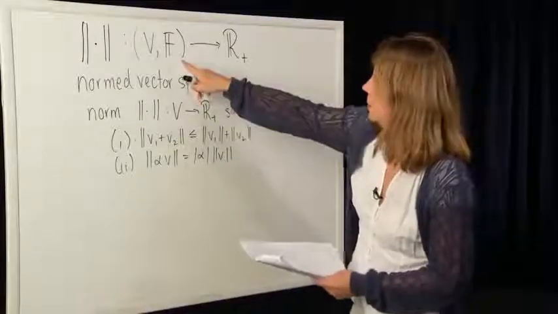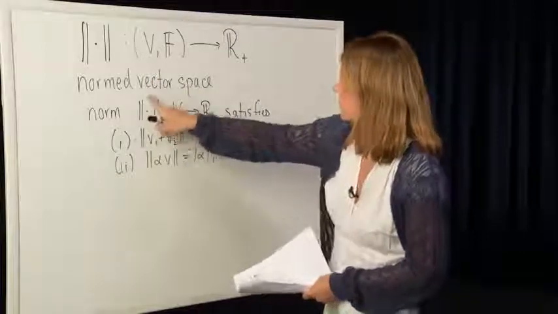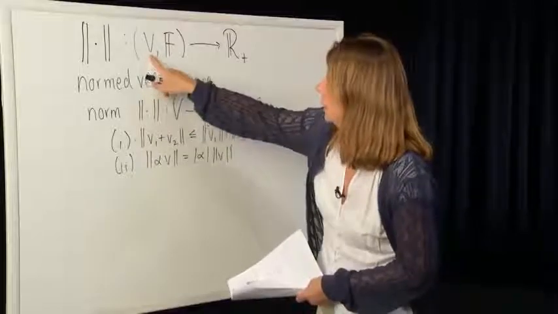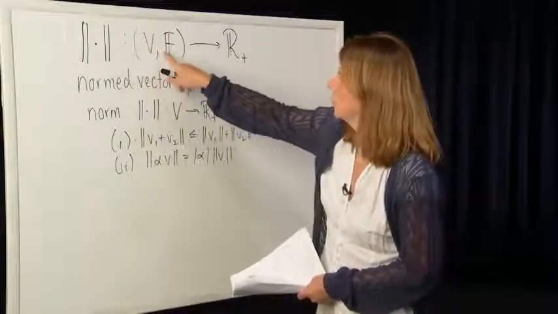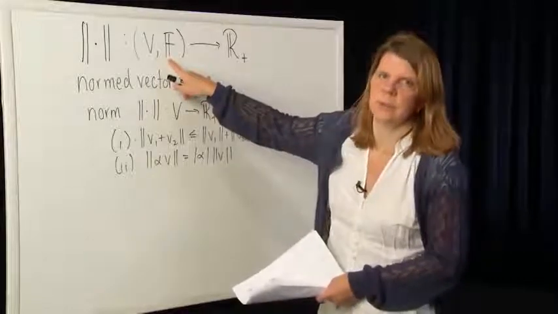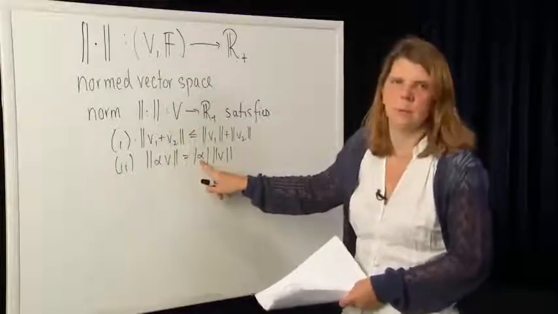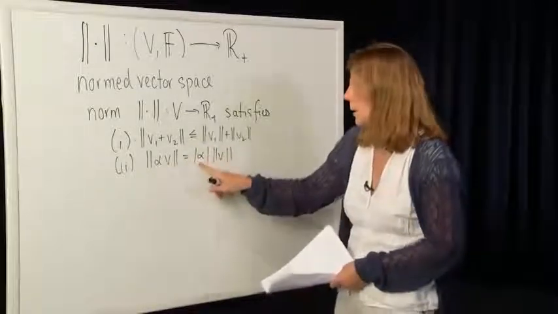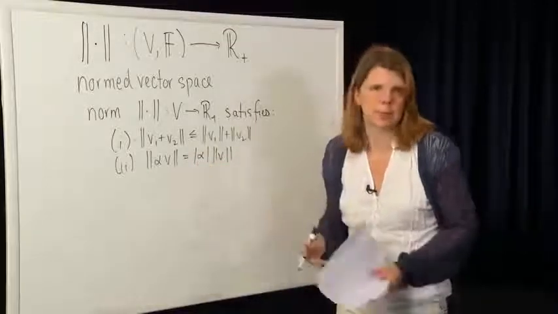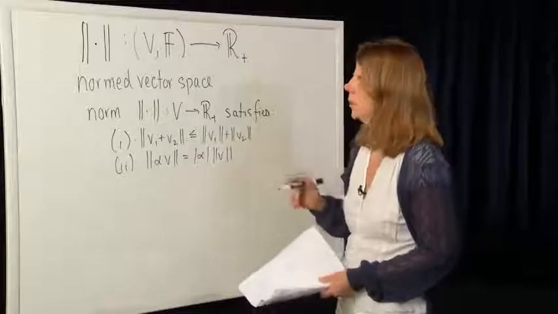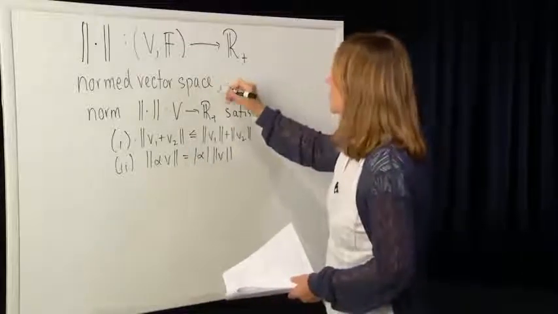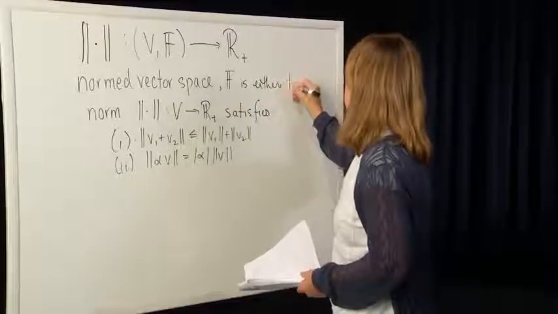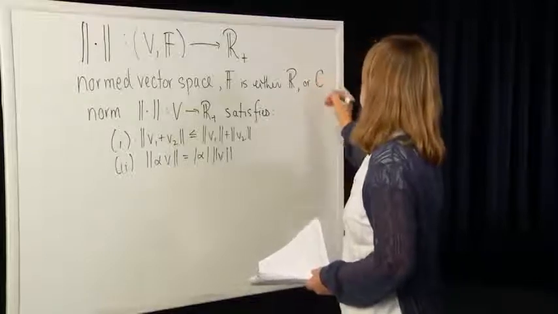And something that I forgot to mention that I should mention here is that this norm is operating from the vector space to the positive reals, but the understanding is that the normed vector space, the associated field, has to be either the real numbers or the complex numbers. So this terminology, the absolute value, has meaning. It's either the absolute value of a real number or the corresponding absolute value, the magnitude, of a complex number. So here, for a normed vector space, we restrict ourselves to F being either the real numbers or the complex numbers.